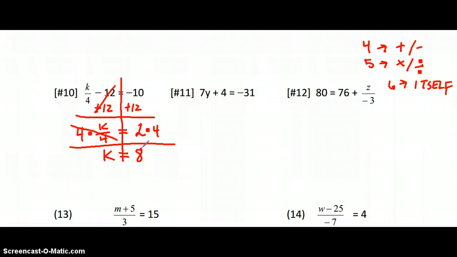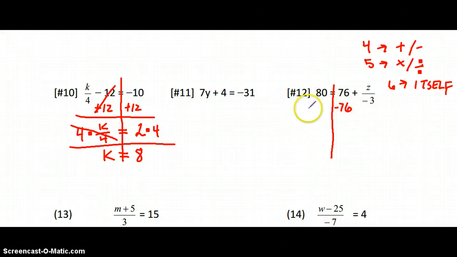Let's look at number 12. Let's draw our equals line. 80 equals 76 plus z divided by negative 3. So, do I have anything added or subtracted from the variable? Well, here's my variable. Something's being added to it. So the opposite of adding 76 is going to be subtracting 76.